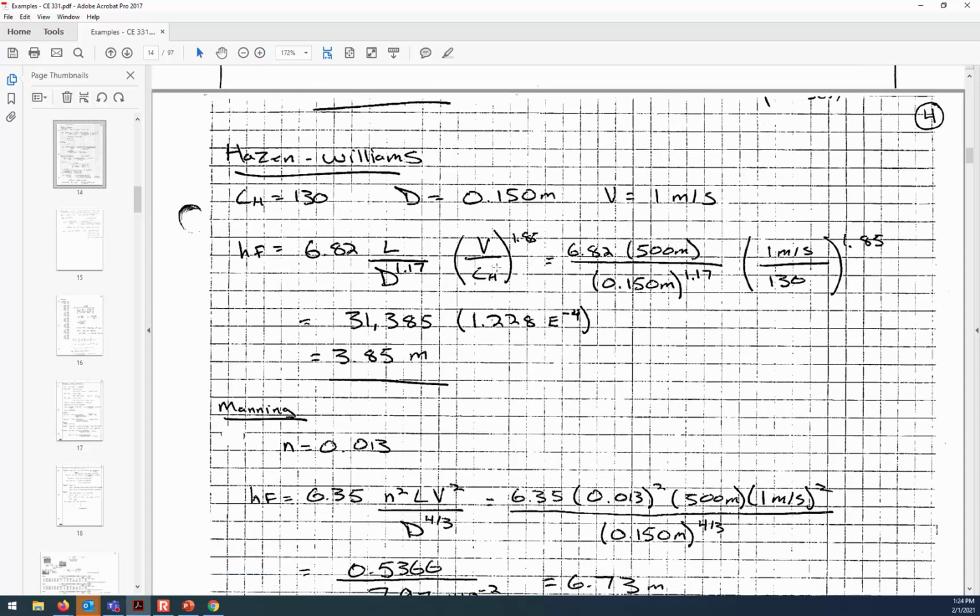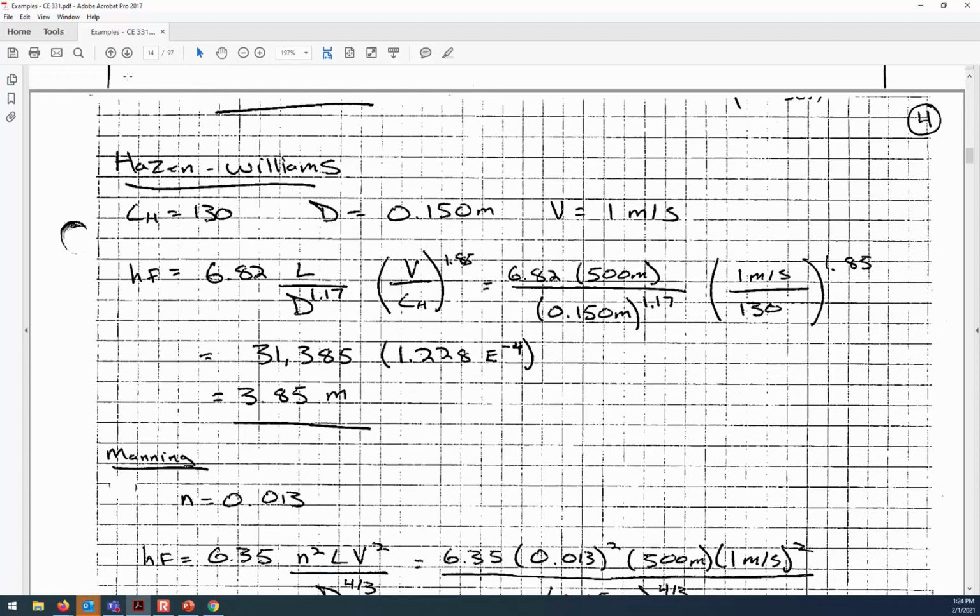All right, so the Hazen-Williams equation, boy, that looks terrible, doesn't it? You should never use graph paper if you're going to scan it. All right, so the Hazen-Williams equation is simple because the friction factor is constant regardless of the flow conditions, but it's not always the most accurate. What we should get is 3.85 meters for the head loss due to pipe friction if we use the Hazen-Williams equation.